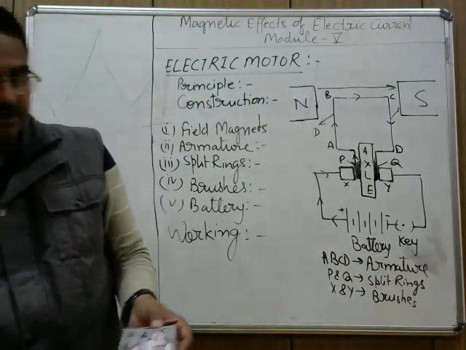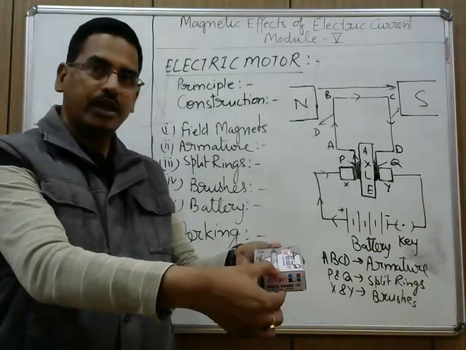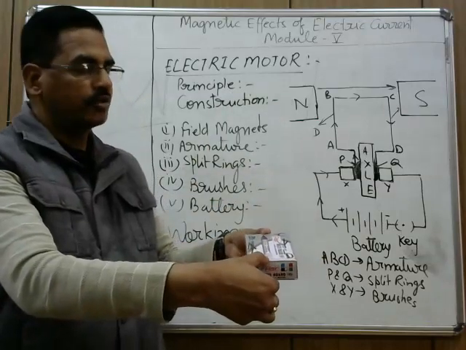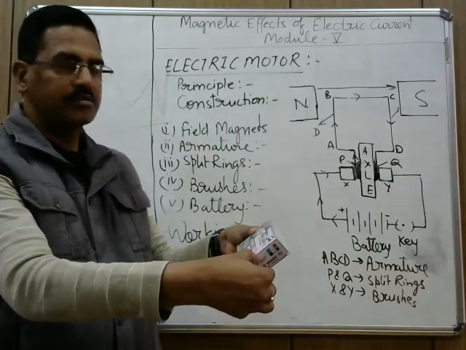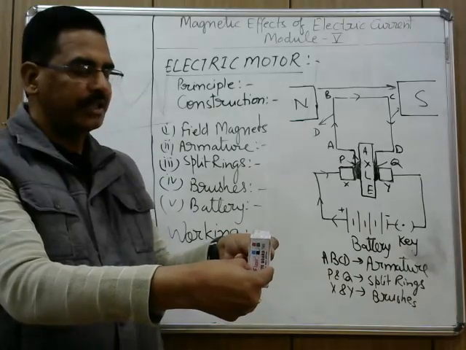So what will happen? This will start rotating because it is free to rotate. Since this side is pushed downward and this side is pushed upward, it will start rotating like this. Right? Clear? And due to inertia, it will complete half a round.